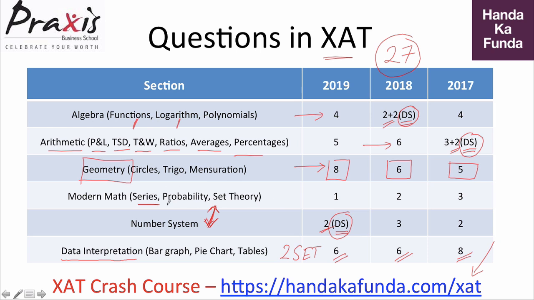Probability, again, not something that gets asked very frequently. Set theory, again, not something that gets asked very, very frequently. Number system is also a low priority topic, which means if you want to do well in XAT, that means you will need to do 12 to 14 questions.